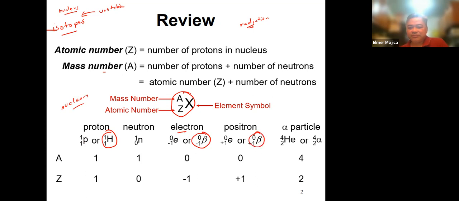Now, there's another name for this one based on the sign of your atomic number. So here you could see the sign of the beta particle is plus. So you call it positron. So ano kaya yung pwedeng other name ng electron na merong negative sign? Anyone?